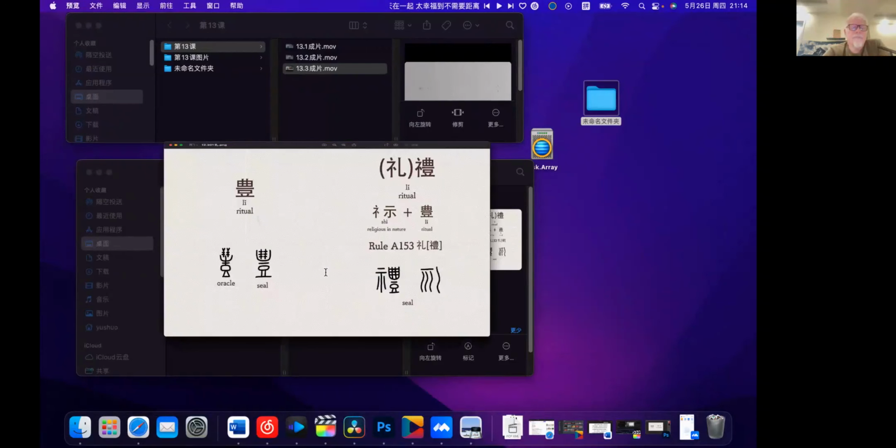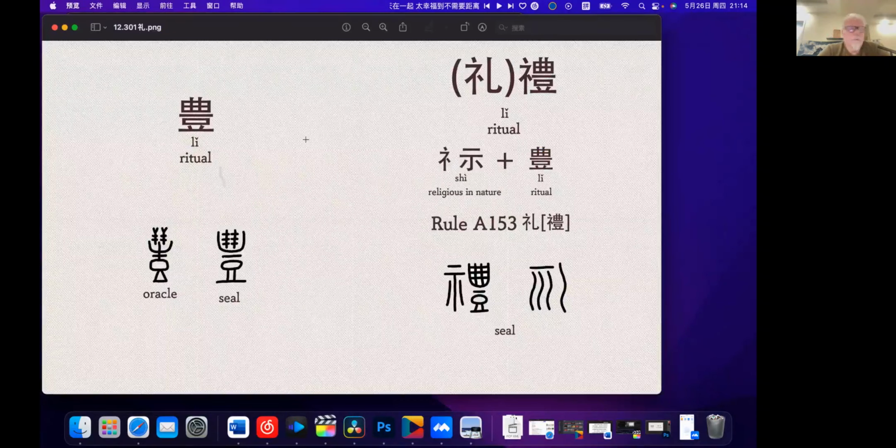So, as I was making this video, actually, I've analyzed thousands of characters, and I came up with quite a few characters that have something to do with music. Well, I'm not a musician myself, and I never thought about it too much. But when I was doing this research, I found out more about how important music and ritual was in ancient China.